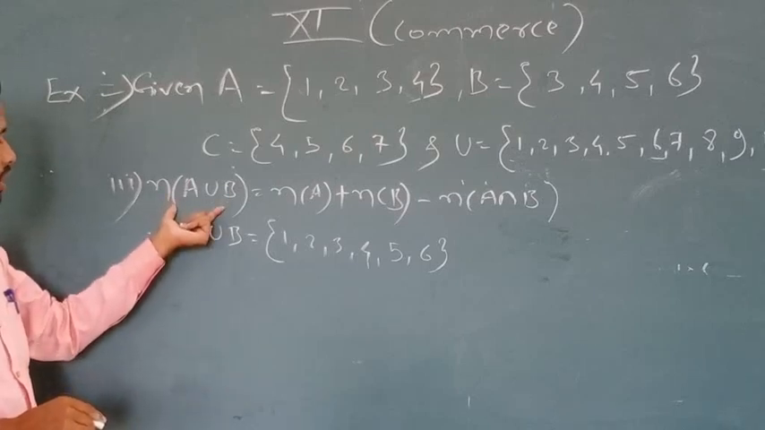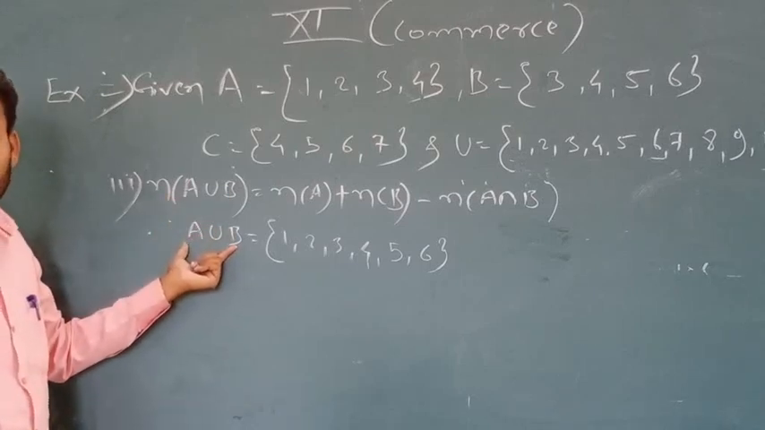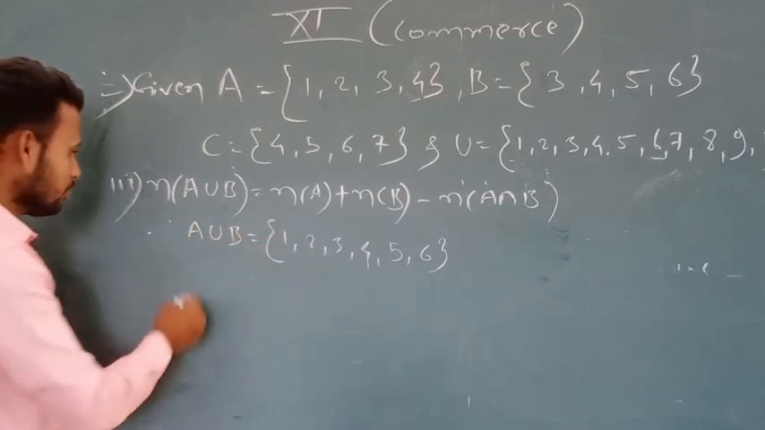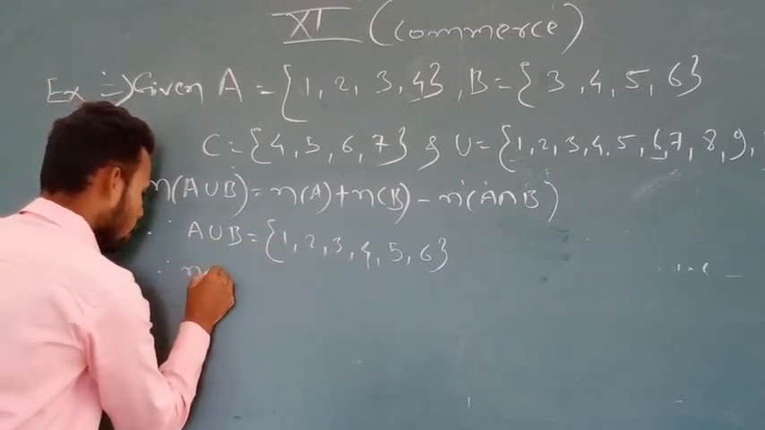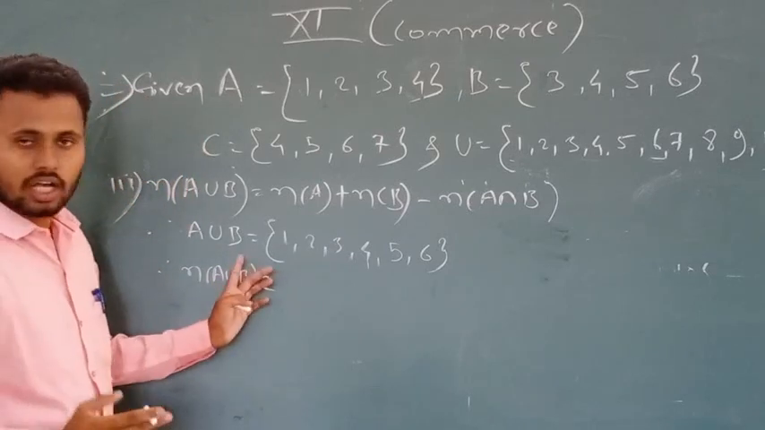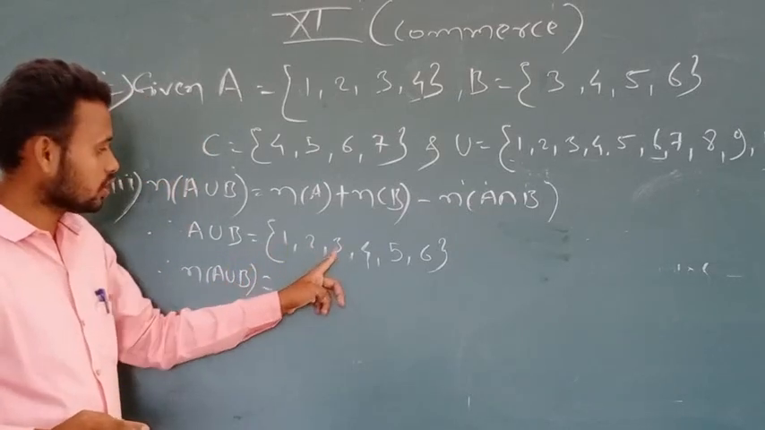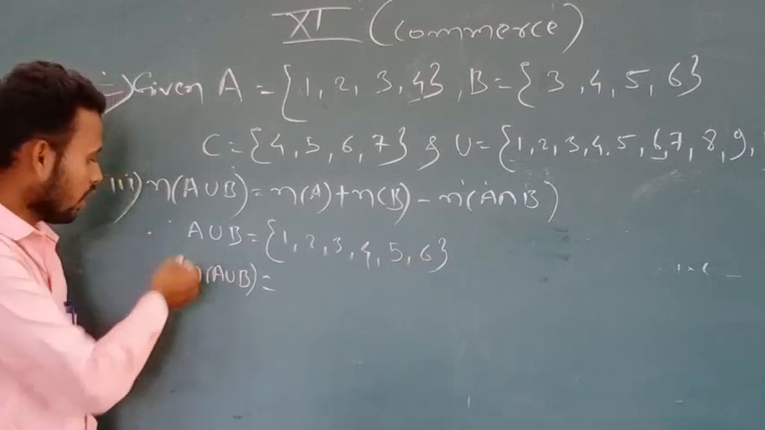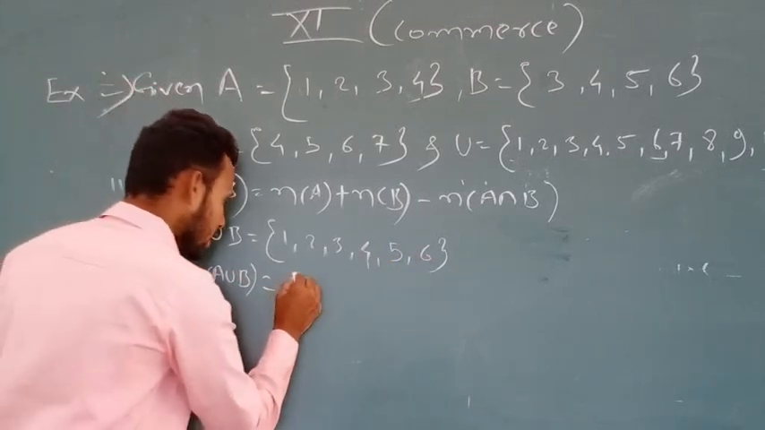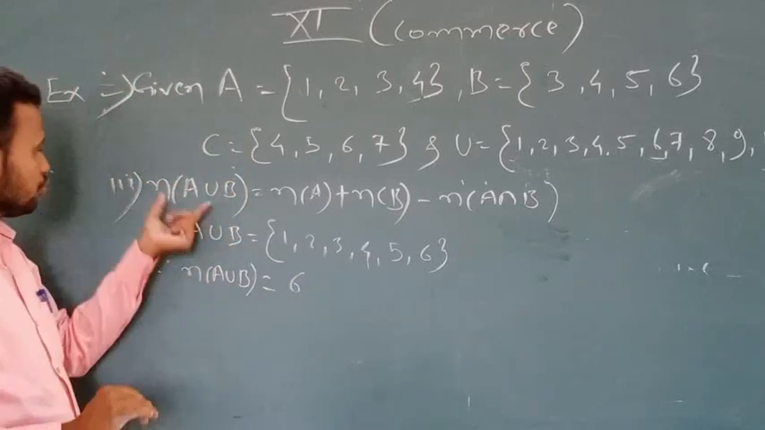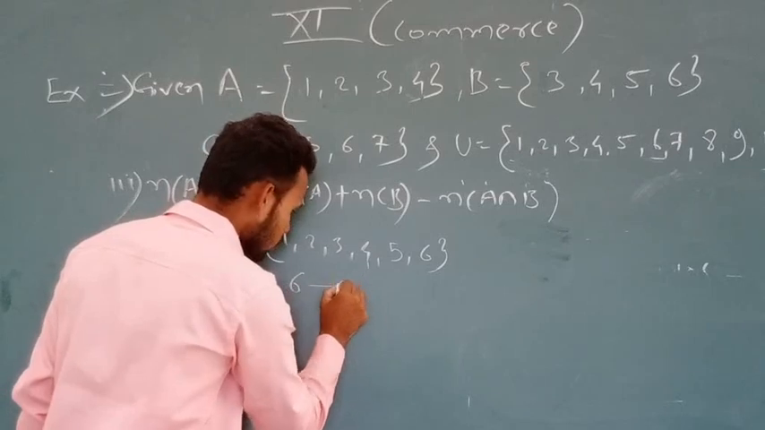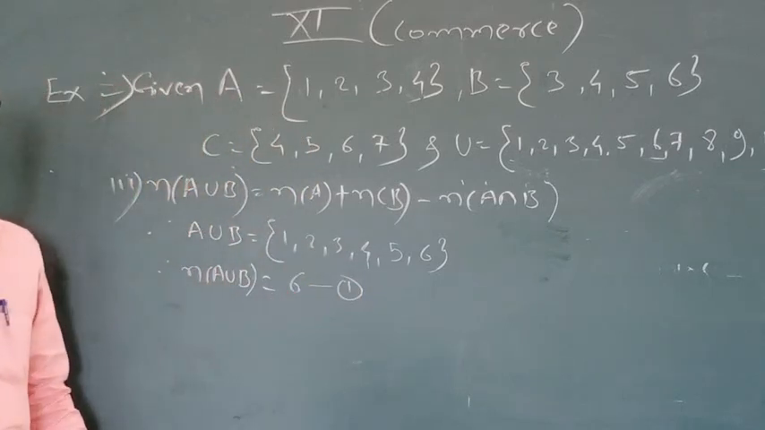Therefore, we get the required cardinality of that set. N of A union B means what? Number of elements in that set. Therefore, next line, N of A union B is equal to the number of elements. How many elements? 1, 2, 3, 4, 5, 6. Therefore, the cardinality or number of elements of A union B is equal to 6. We get 6, which means we get the value of LHS, therefore we write it as equation number 1.